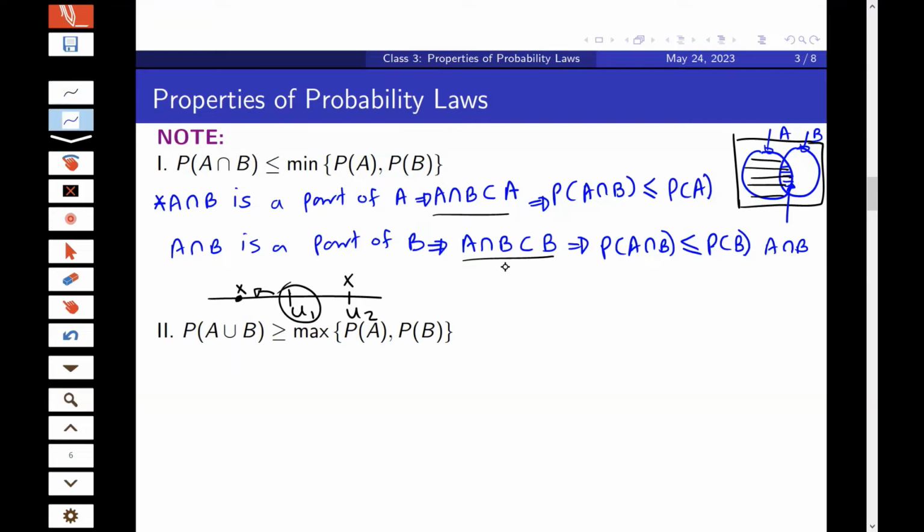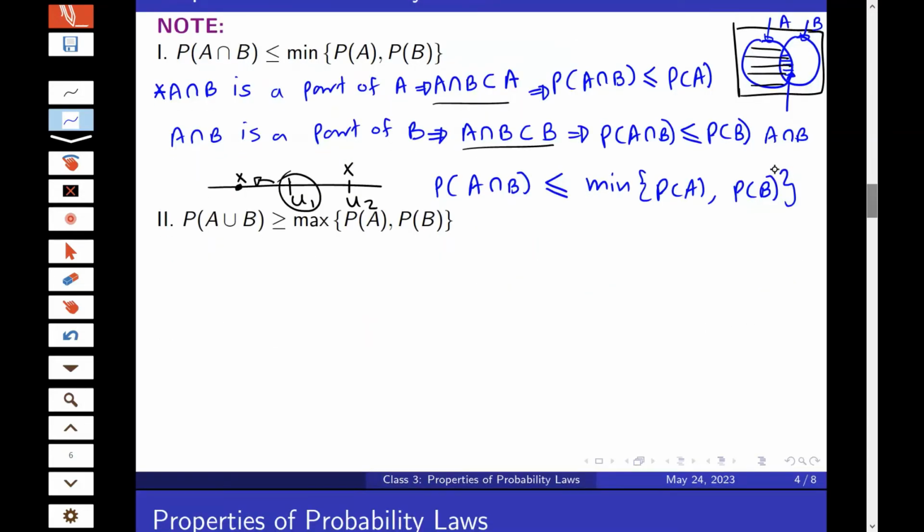Now we are going to do something like this. That means the probability of A intersection B is definitely less than or equal to the minimum of PA or PB. So the minimum of these two values. PA is one probability value and PB is another. The intersection is definitely less than or equal to the minimum of these two.